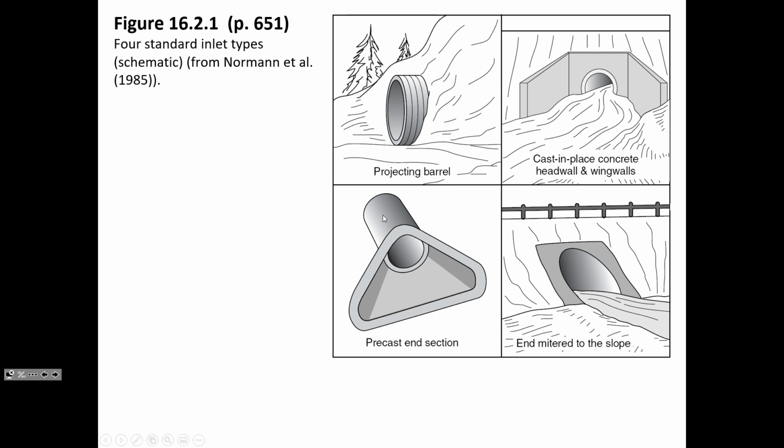So there's a lot of different options in HY-8 where if you know that you have, for example, the end mitered, meaning that the pipe is cut at an angle to conform to the slope, it can account for the hydraulic effects of that and the improvement in energy loss compared to if it's just a simple projecting barrel.